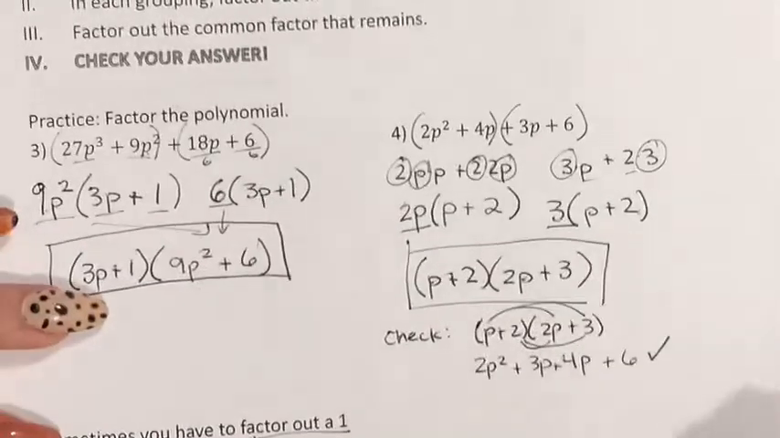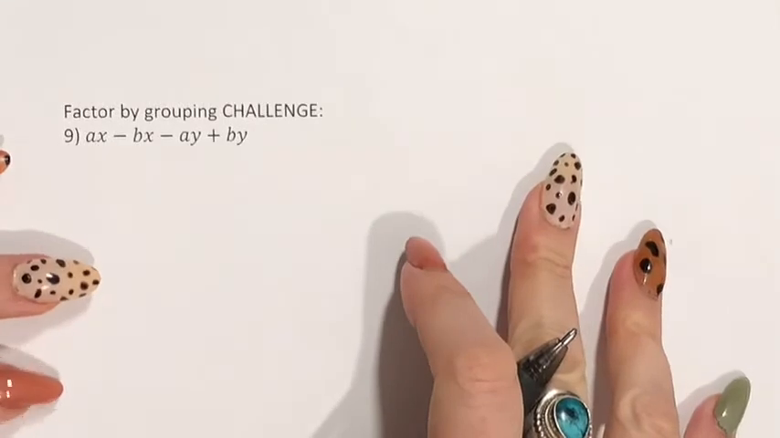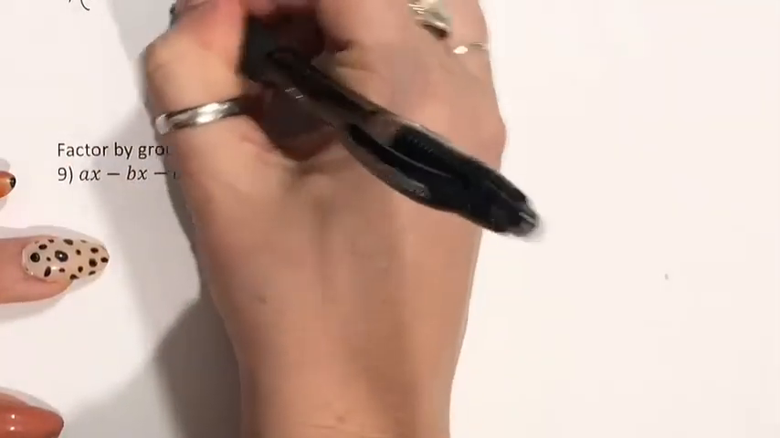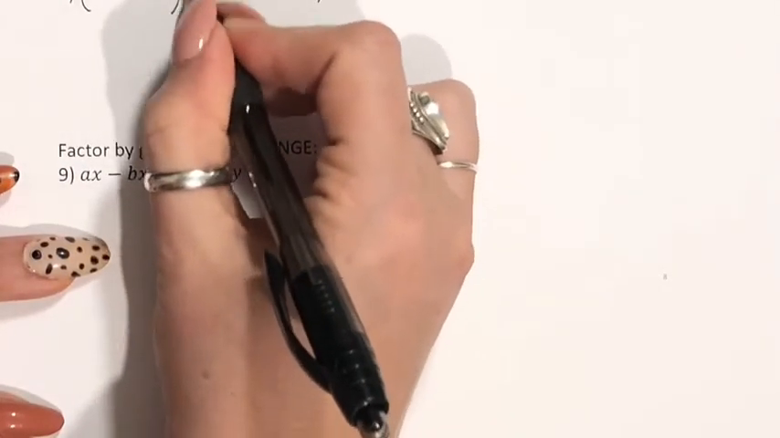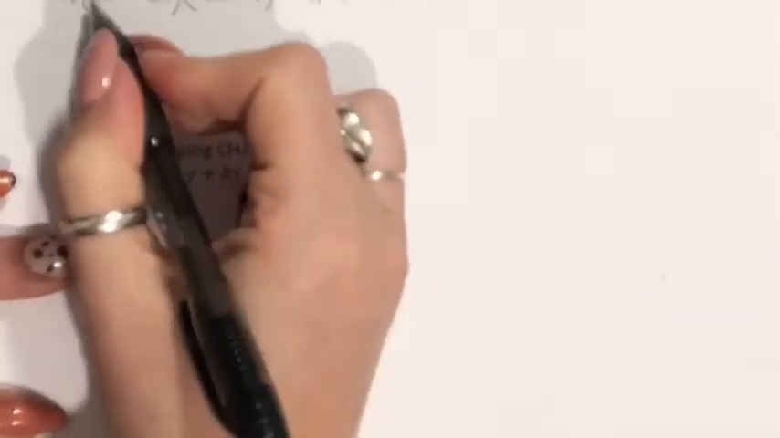Hopefully we're feeling okay so far. Let's just do a couple more. So here on this one, again, do your 2 groups, but notice that we have that negative there, so make sure to bring that negative in the group. And then just start taking your greatest common factors out.